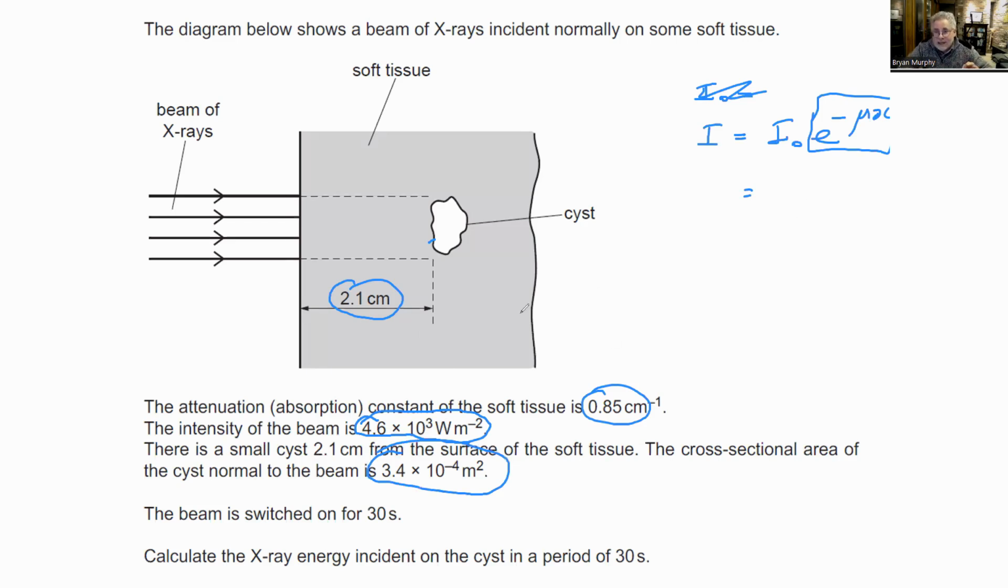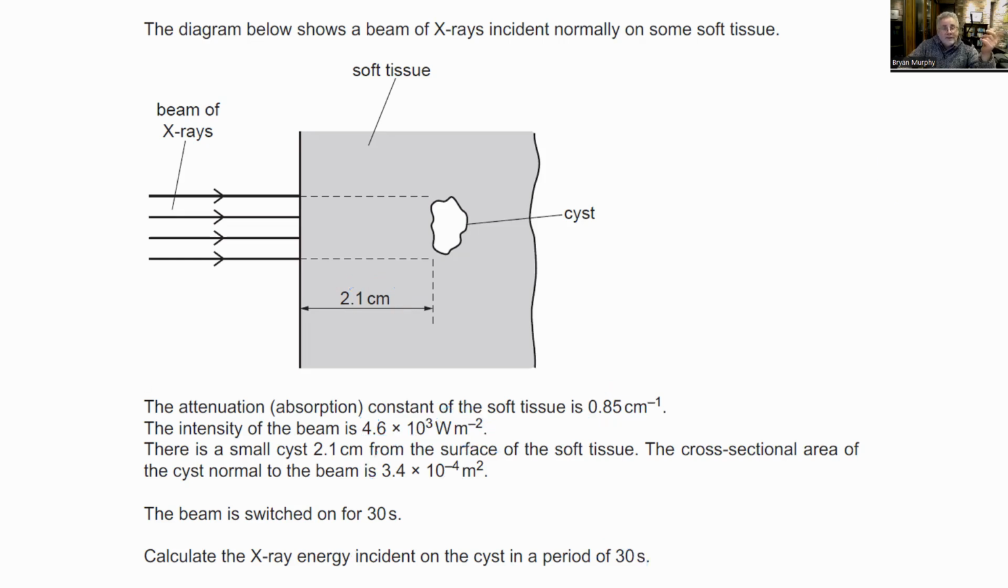If you've got the intensity in watts per meter squared, because that's a unit of intensity, and you multiply by the area of the cyst, then you can find the power on that cyst. Then to work out the energy, now that you've got the power, you multiply it by the time to get the energy. So it's quite a faffy question. And there's the answer.